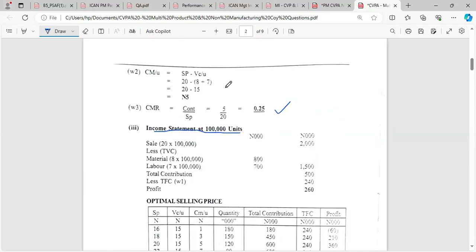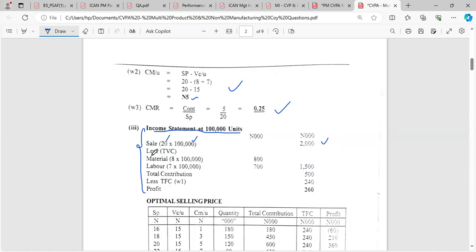All these ones were the workings that we did. Then contribution per unit, which is 5. Then contribution margin ratio, which is 0.25. Now, we need to prepare our income statement if we want to determine profitability. So we know that our selling price is 20 naira, but our quantity has changed from 120,000 to 100,000 units. So if you multiply, you have 2 million.